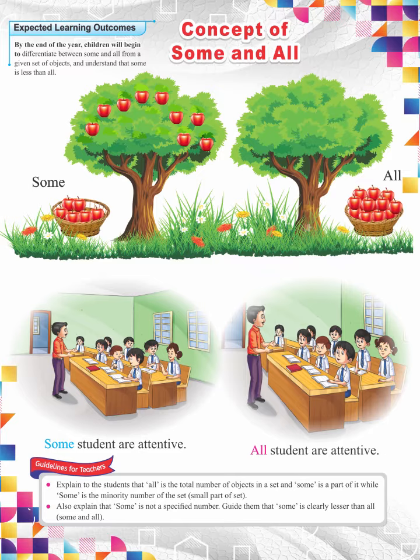Respected teachers and parents, explain the difference between some and all, giving simple examples according to the children's cognition and understanding level. Tell them that some is clearly lesser than all. Also tell them that all is the total number of objects in a set and some is a part of it, while some is a small part of the set.